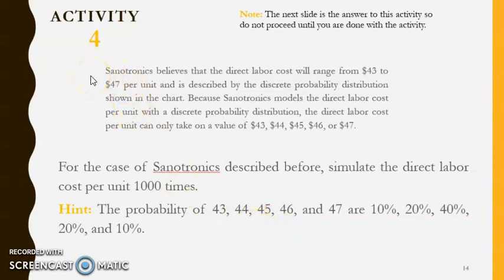Sanatronics believes that the direct labor cost will range from 43 to 47 per unit, and the probabilities are like this. Obviously, it is a discrete distribution, and because Sanatronics models the direct labor cost per unit with a discrete probability distribution, the direct labor cost per unit can only take one value at a time because it is discrete.